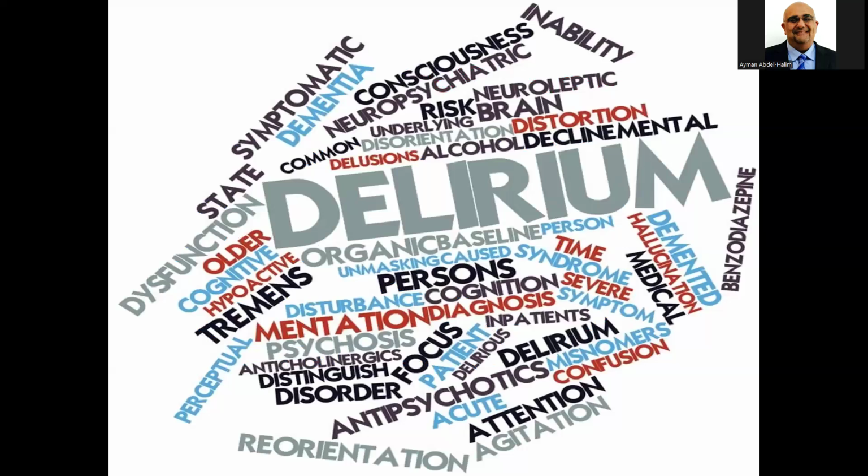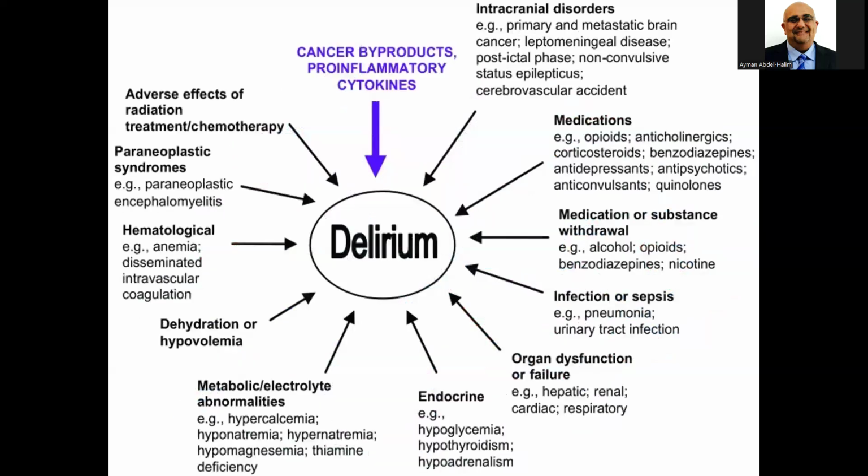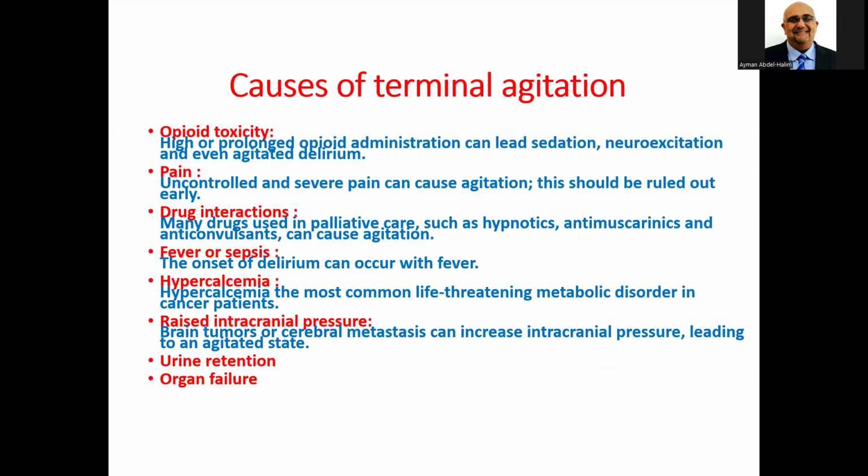Delirium. Since we talked about it, these are the different factors involved in delirium. Causes of terminal delirium or agitation. One of them is opioid toxicity, pain, drug interactions, sepsis, hypercalcemia, raised intracranial pressure, urinary retention, and organ failure.